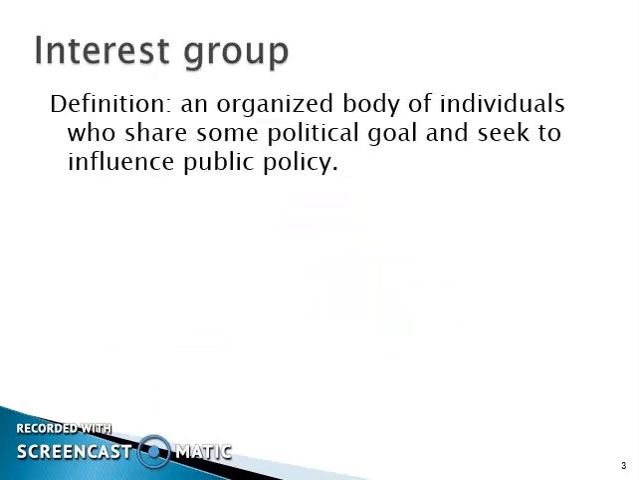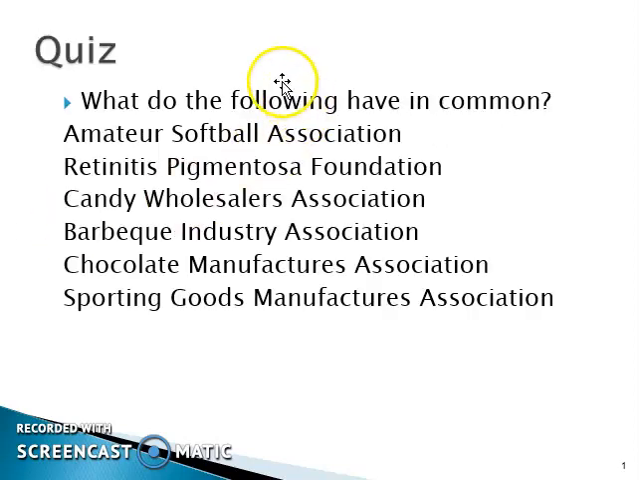We're obviously going to be looking at interest groups. An interest group is an organization or body of individuals who share some political goal and seek to influence public policy to the attainment of that political goal. So going back to this first slide, all these organizations, even though they are different, they all want that national daylight savings time. Why would they want it?